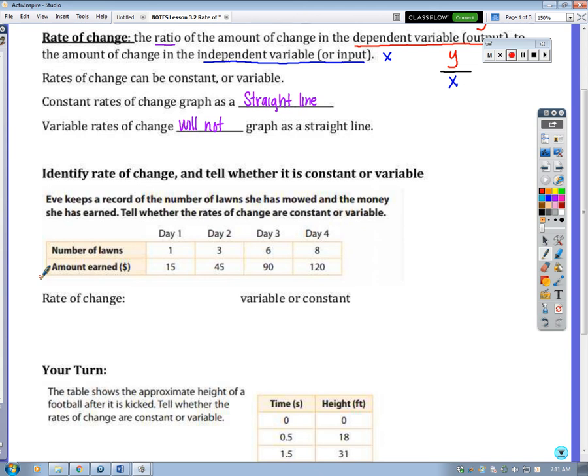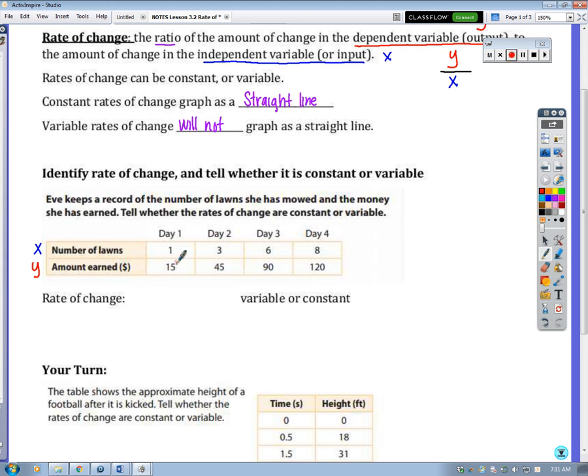We're putting in number of lawns mowed, right? So that's going to determine how much money we earn. So this would be our x value, our input, our independent variable, and the amount earned would be our y value. That's going to depend on our number of lawns mowed. So now we're going to compare each of these ratios.